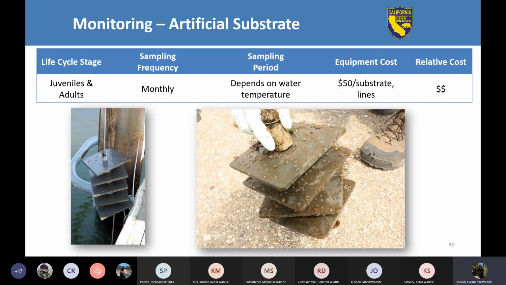Equipment cost is not much. It's around $50 or so. There are some commercial kinds you can buy, or you can fabricate them yourself, so not too expensive. And you can document what you find on them with a data sheet or with photos.